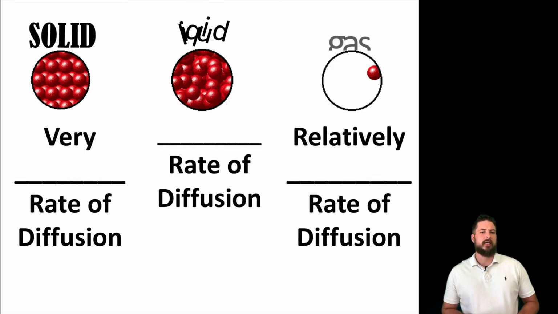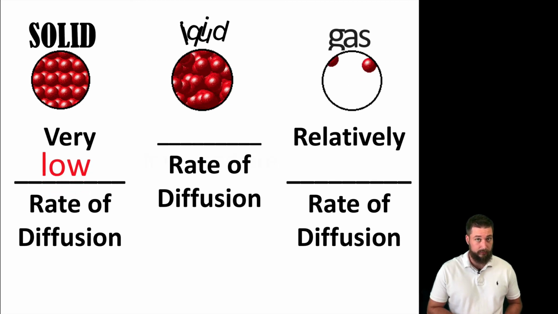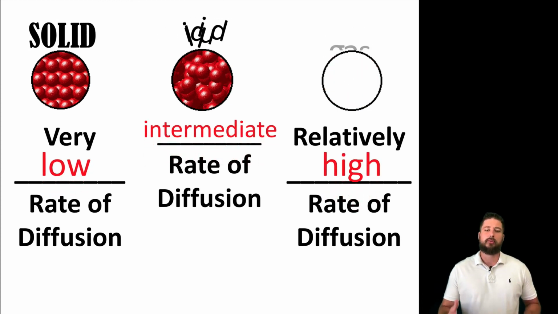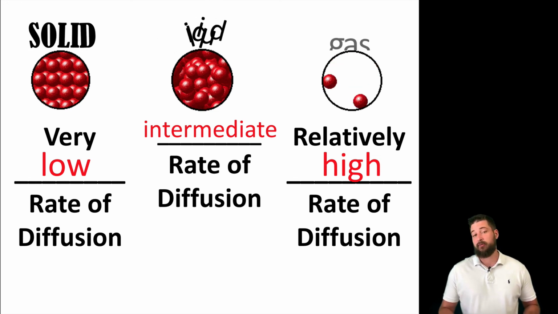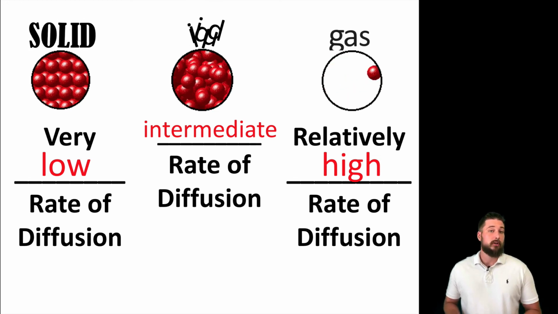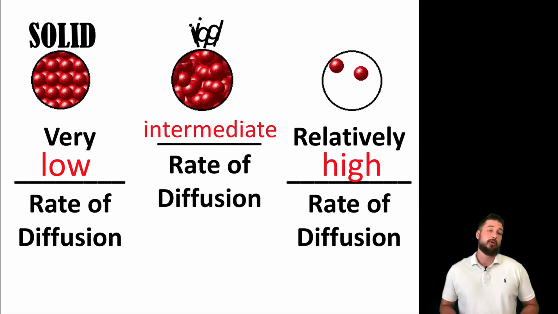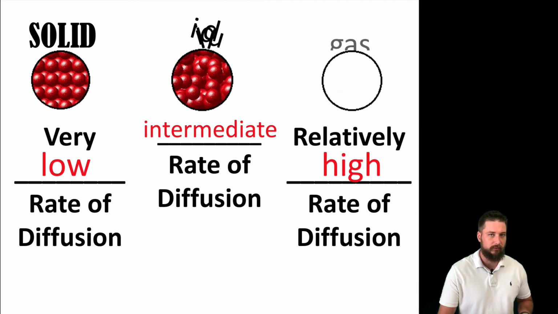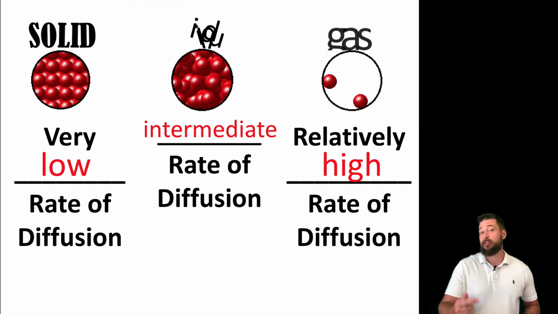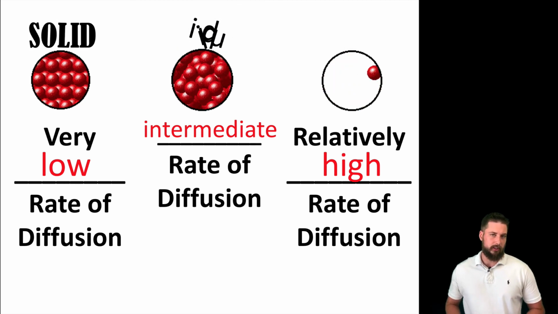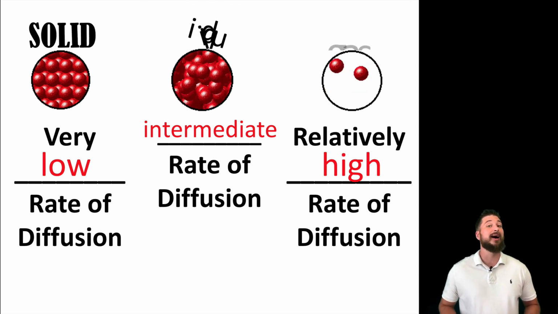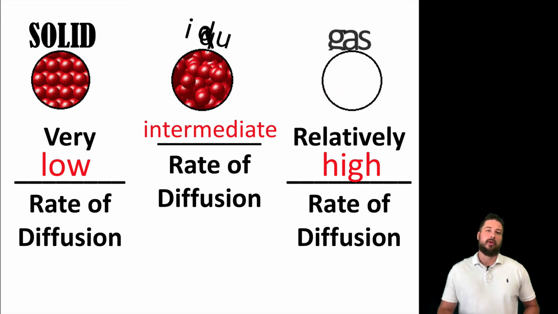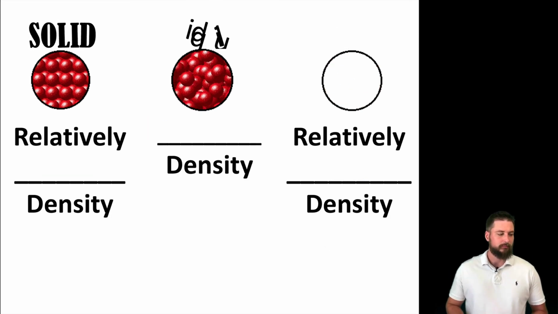Now, solids tend to have a very low rate of diffusion. In fact, it takes a very long time for the particles even to diffuse, if at all. Liquids have an intermediate rate of diffusion. If you mix two liquids together, for example, like if you put cream in your coffee, you'll see it actually mixing together, but it does take a certain amount of time. And then gases have a high rate of diffusion. They will mix more quickly than solids or liquids.